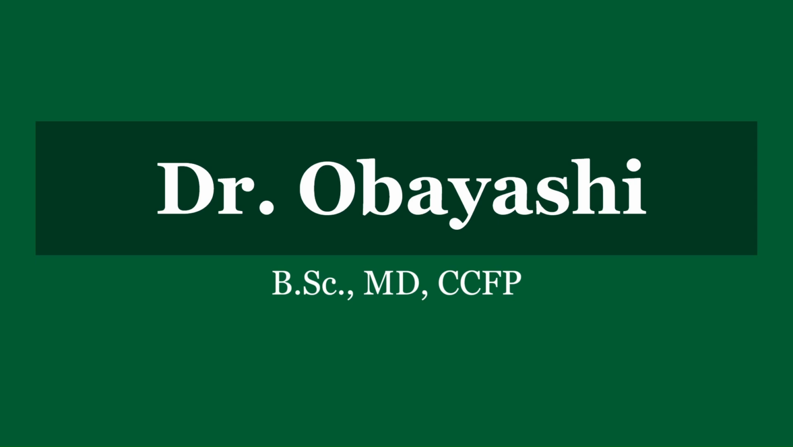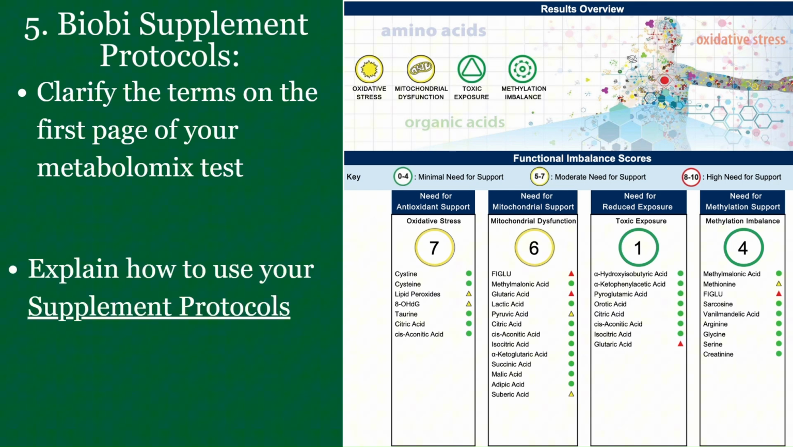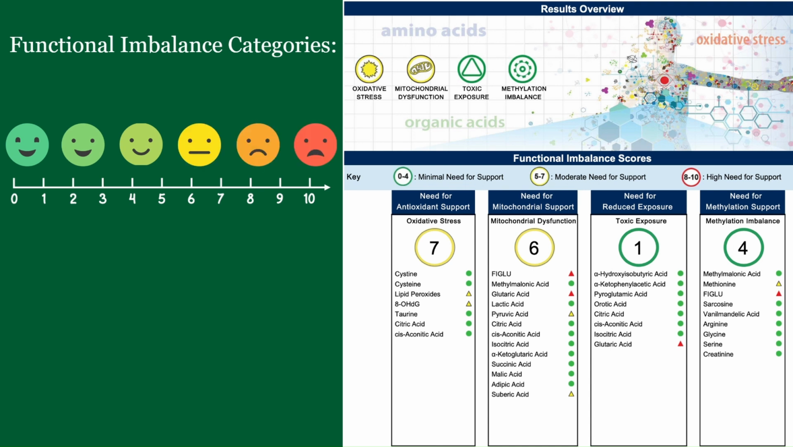This is my last online course video, and I'll clarify some of the terms on the first page of your metabolomics test and conclude with how to use your supplement protocols. Each of your functional imbalance categories are scored from 0, the best, to 10, the worst. It would take too long for me to review each test result, so I'll give you the broad brushstrokes to understand some of this medical jargon.